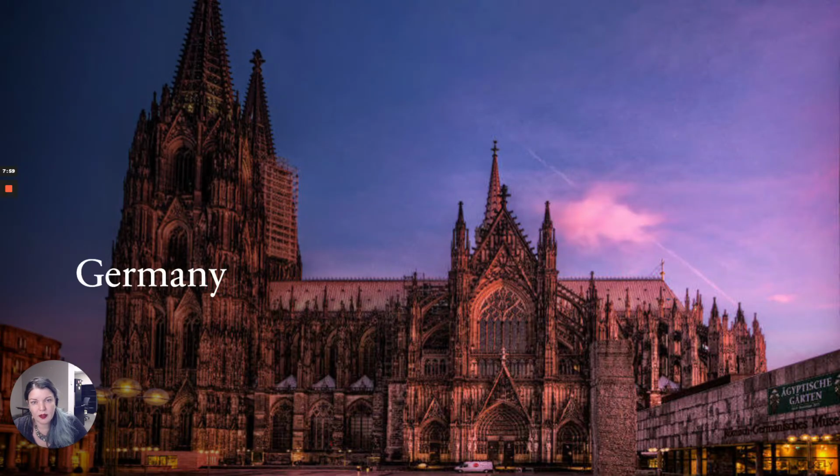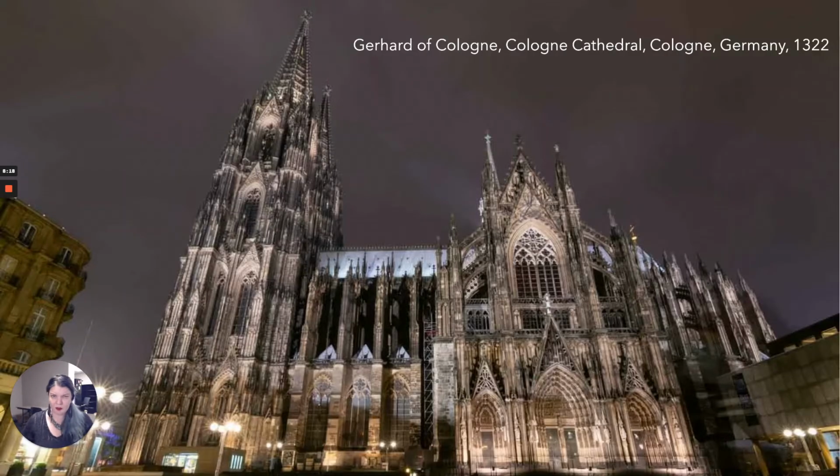Okay, let's hop over to what is now Germany, what was at this time in the Gothic era, the Holy Roman Empire, right? So if you think back to when we were talking about Charlemagne, when we were talking about Carolingian and Ottonian architecture, that still has a strong lineage when we're in the Gothic period.